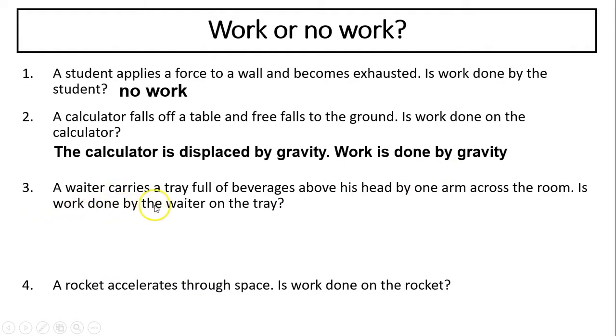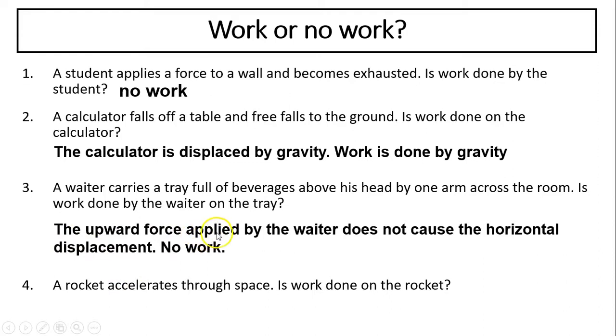Number 3, a waiter carries a tray full of beverages above his head by one arm across the room. Is work done by the waiter on the tray? In this case, you'll probably say the tray did have a displacement, right? The waiter is walking around the room, but is that displacement caused by the upward force of the waiter? Well, the upward force applied by the waiter did not cause that horizontal displacement. So in this case, the waiter did not do work with the upward force.